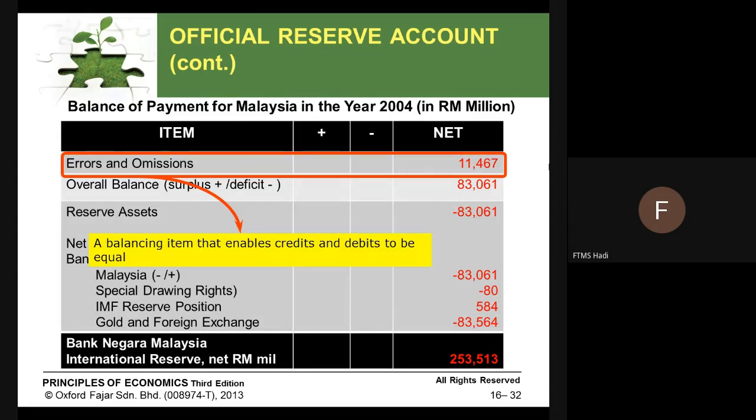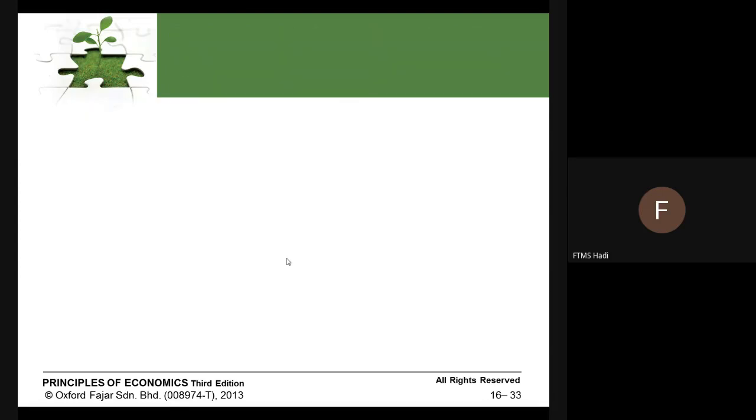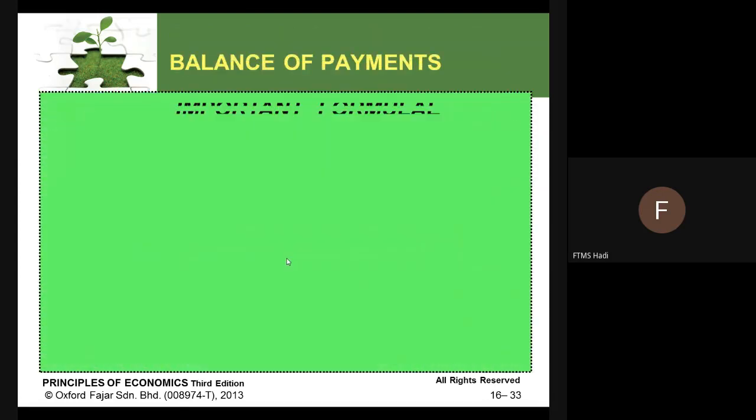Errors and omissions is a balancing item that enables credit and debit to be equal, because sometimes in accounting they have some errors in calculating, so they will make adjustments.